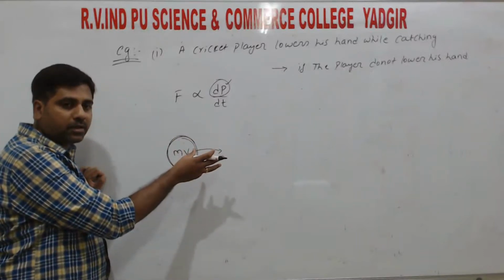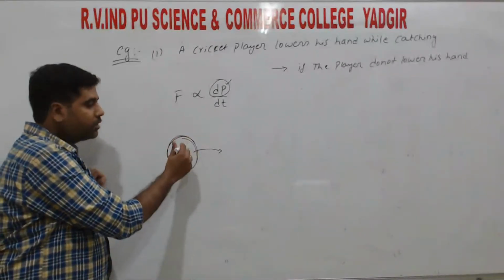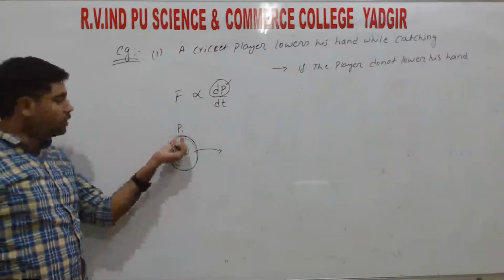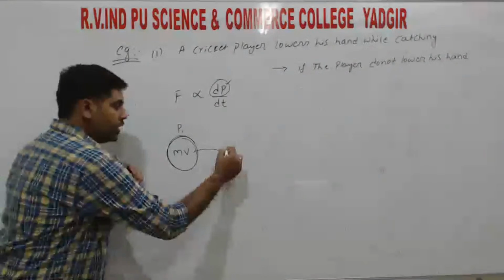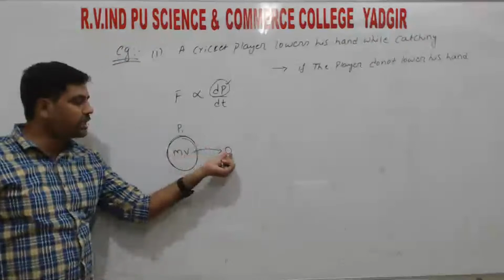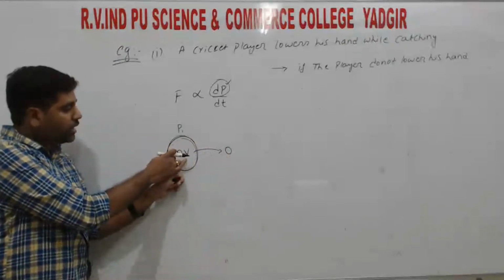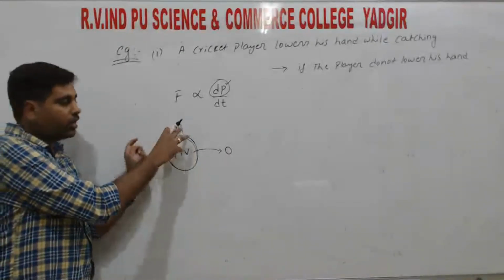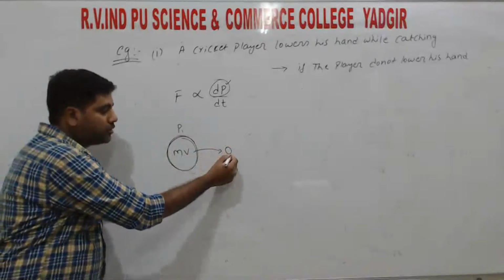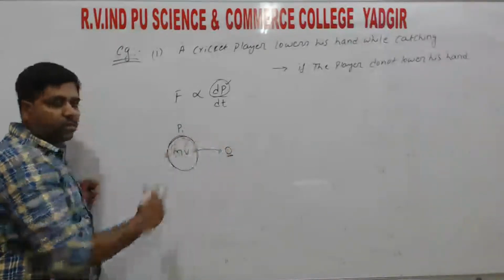When we catch the ball, the ball has some momentum, which we call p1. We are going to bring the momentum to 0. When we catch the ball, it comes to rest, that means velocity becomes 0. Then m into v, the momentum, becomes 0. Initially it has some momentum, and we are bringing it to 0, right?